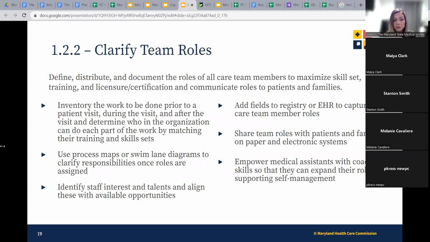And some suggestions are to inventory the work to be done prior to a patient visit, during a visit, and after. Determine who can do each part of the work by matching their training and skill sets, and use process maps or swim lane diagrams to clarify responsibility once roles are assigned. Identify staff interests and talents and align with available opportunities. Add fields to the registry or to the EHR to capture the care team member roles, and share team roles with patients and families on paper and electronic systems. Empower medical assistants with coaching skills so that they can expand their role in supporting self-management.